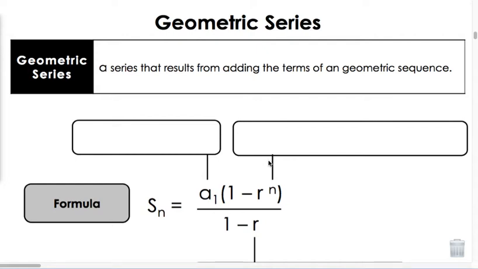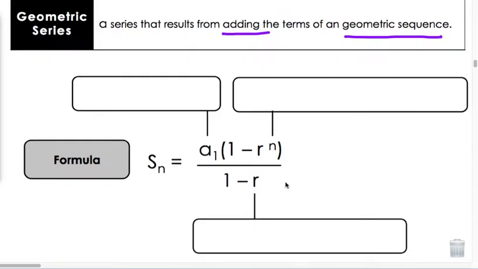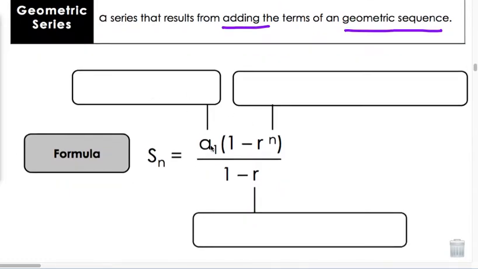This is lesson 10.6 on geometric series. A geometric series is a series that results from adding the terms of a geometric sequence. We do have a formula for this, so let's look at it and identify the parts.